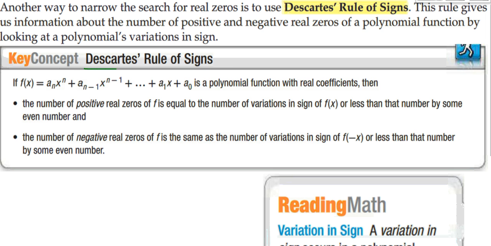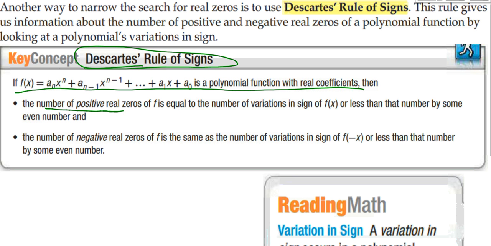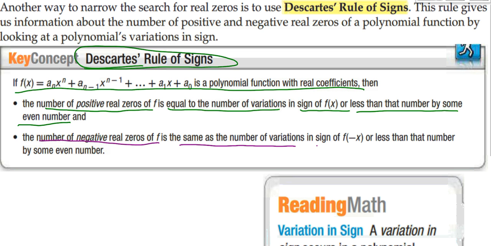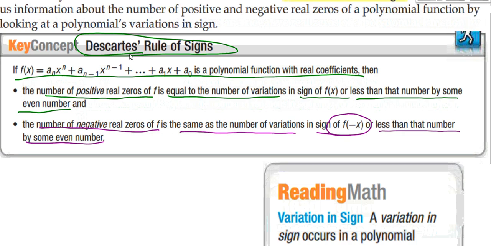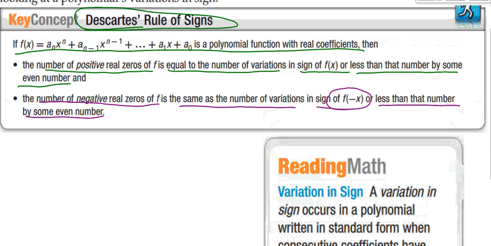Descartes' rule of signs says this: if this all happens, then the number of positive real zeros is equal to the number of variations in sign of f of x, or less than that by some even number, and the number of negative real zeros is the same number of variations of sign of f of negative x, or less than that by some even number. So pause this and write a good note about Descartes' rule of signs, because it is important to us, and then we'll apply that to a problem or two.